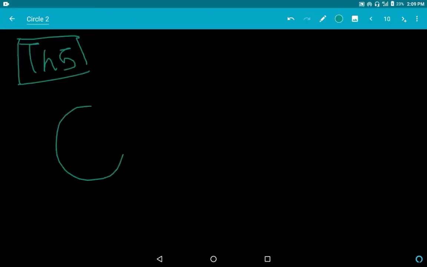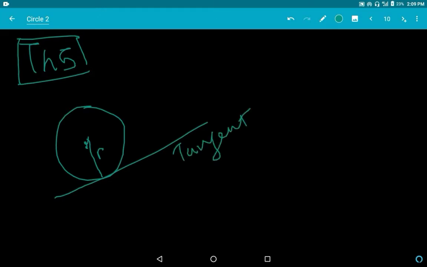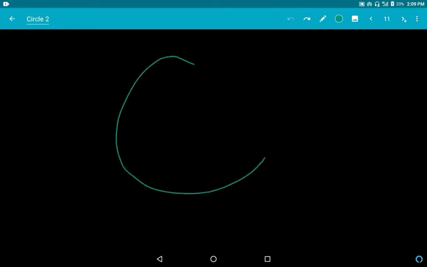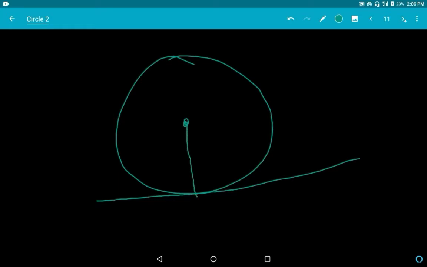Let's do theorem number 5 now. Theorem number 5 says that a tangent to a circle and the radius, the radius and the tangent, are perpendicular to each other. So how do we prove it? Very simple proof. Let's say this is the circle, this is the tangent, now this is the radius.